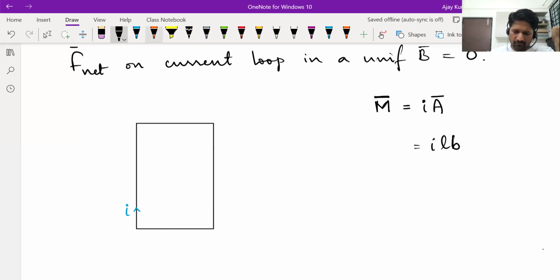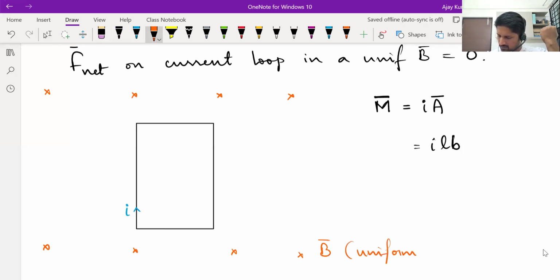Let us imagine a uniform magnetic field now. Let the field be B bar. I am stressing this again: we are talking only about a uniform magnetic field. Later, we'll solve some questions which will help you understand what happens in a non-uniform field also. Now this rectangular wire has 4 straight parts. Let's name the corners.